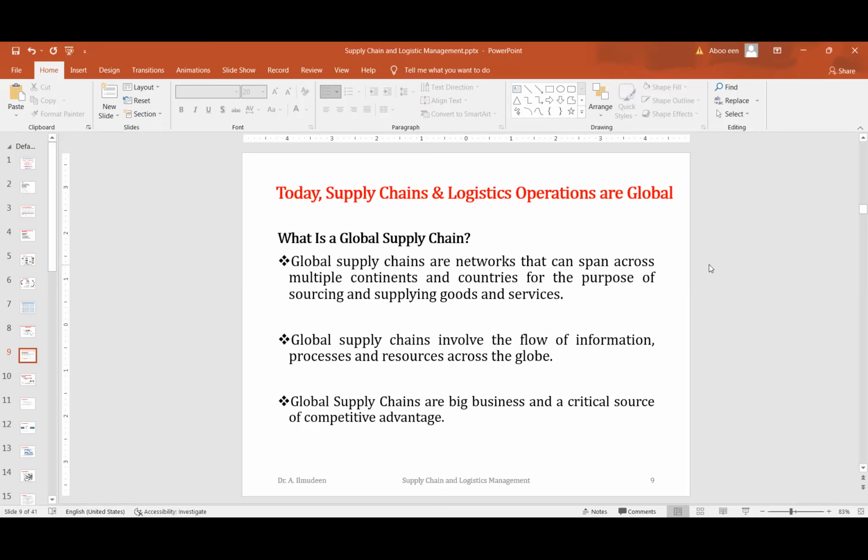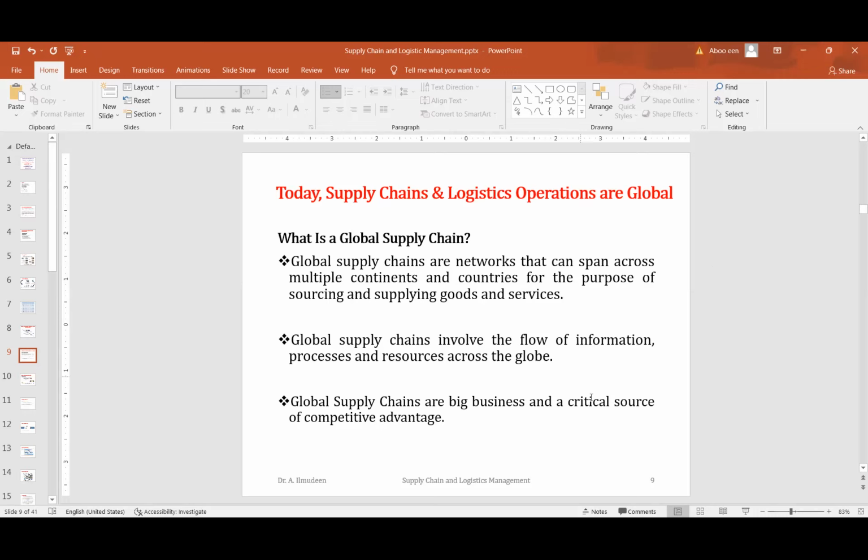Basically, this global supply chain management system focuses on many networks. Many chain networks here mean many paths, chains, or connections that can span across multiple continents and countries, for the purpose of finding the best suppliers, sourcing, and supplying or distributing their products and services globally across the globe. So this is called the global supply chain.